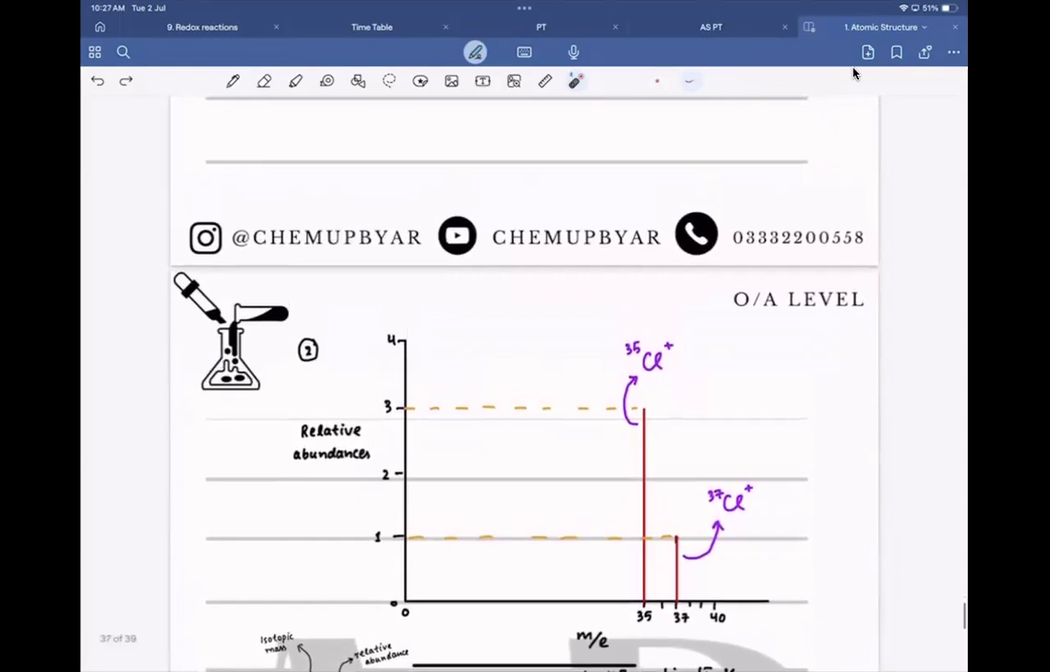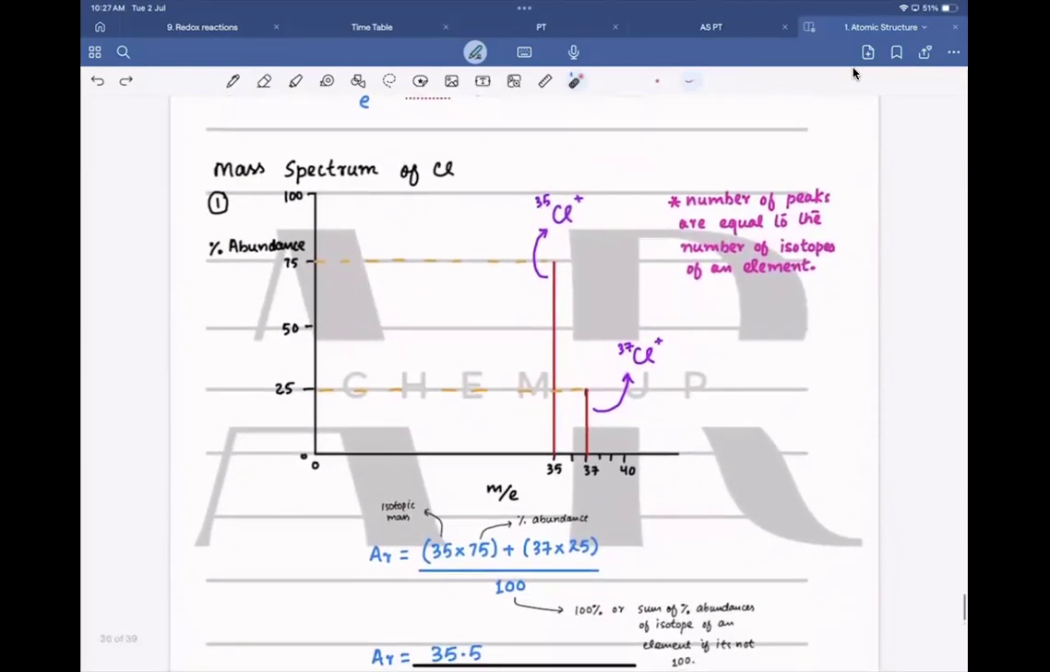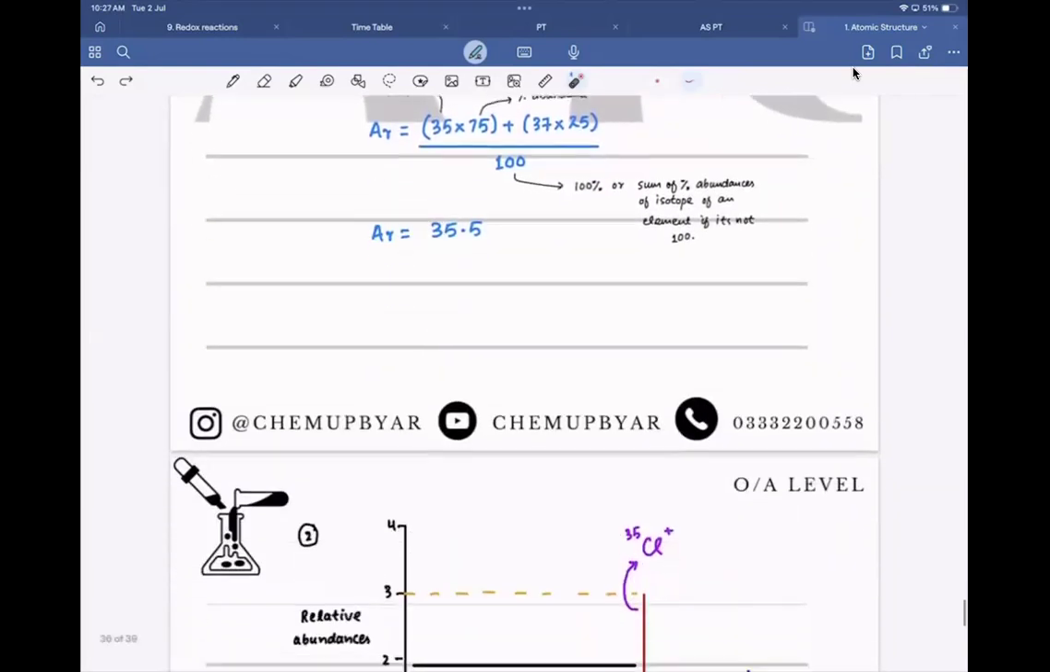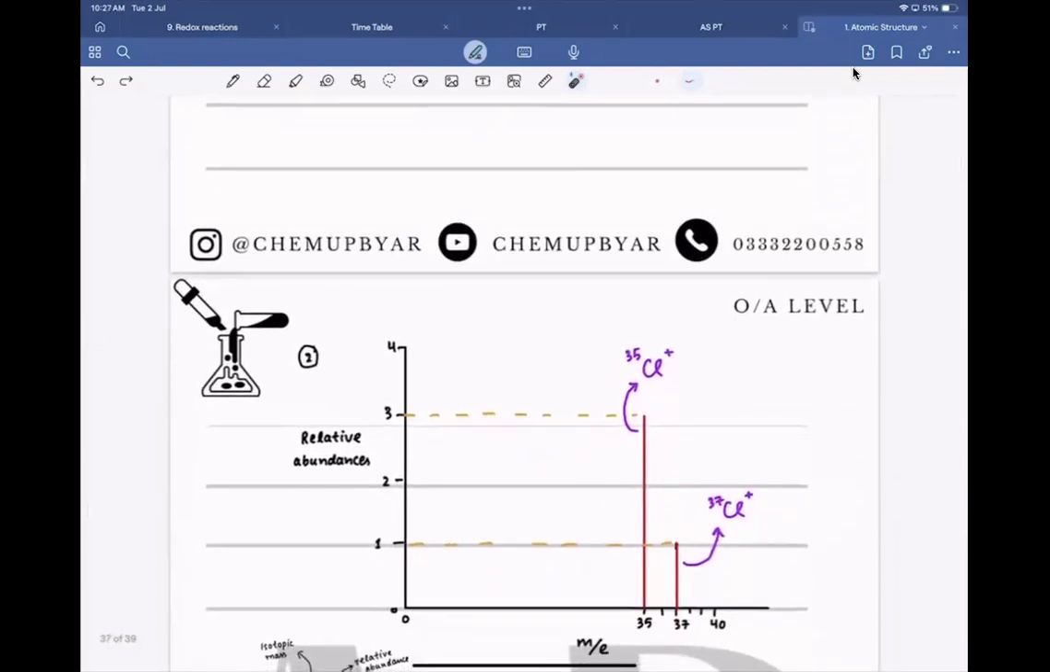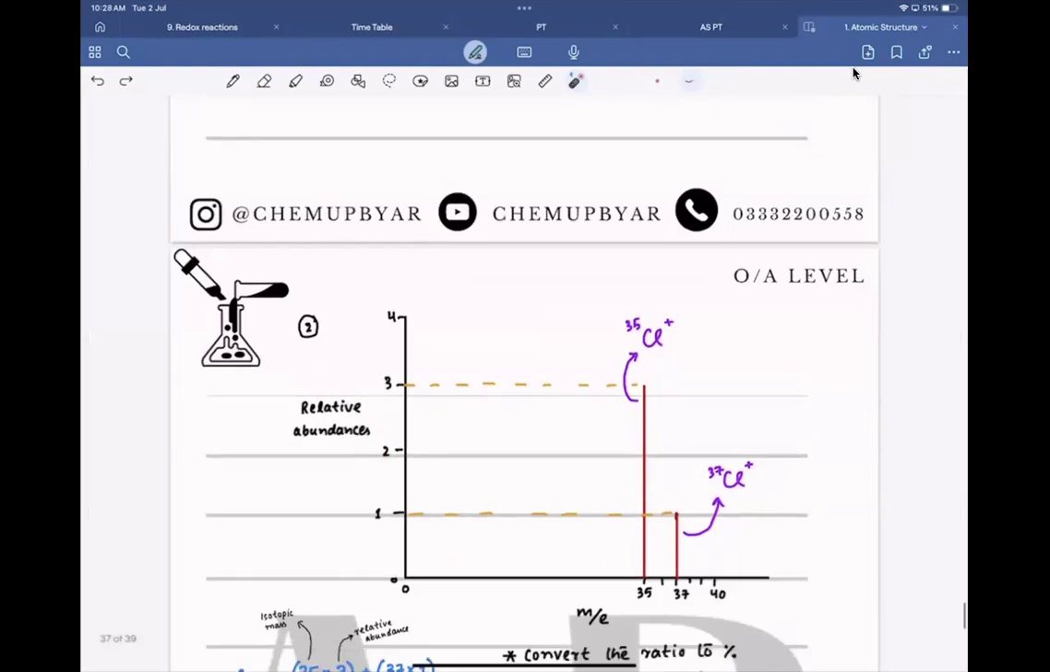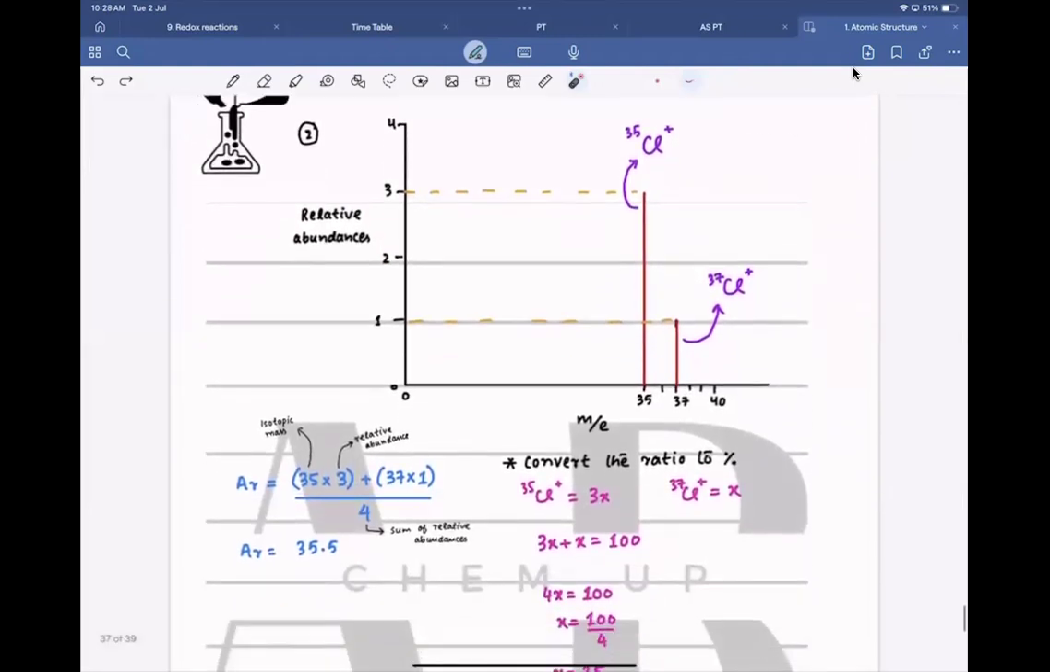Now, see, there is another way. Sometimes instead of the whole percentage like this, the examiner gives you the scale like this. They give you not the percentage abundances, instead they give you the relative abundances like this. So in this case, how will you calculate the relative atomic mass? The mass is multiplied by the relative abundance, and the sum of it would be the relative atomic mass, divided by the sum of the relative abundances instead of 100. Very good.